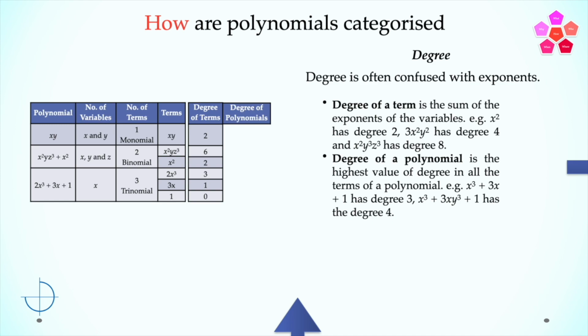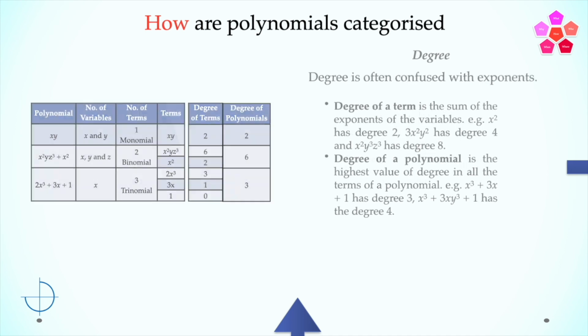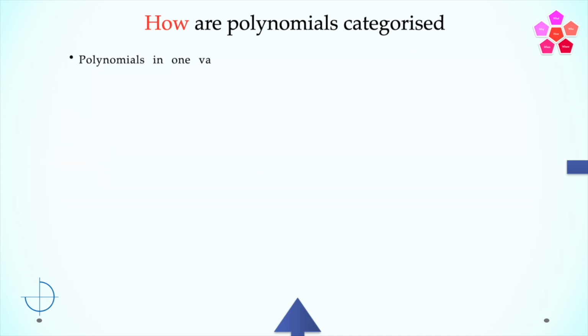So let's look at the monomial again. The overall degree of the polynomial becomes 2. For a binomial, we see that the degree of the polynomial becomes 6. The degree of the polynomial, which is a trinomial, becomes 3, as 3 is the largest degree of any of the terms. Polynomials in one variable of degree 1 are called linear polynomials.